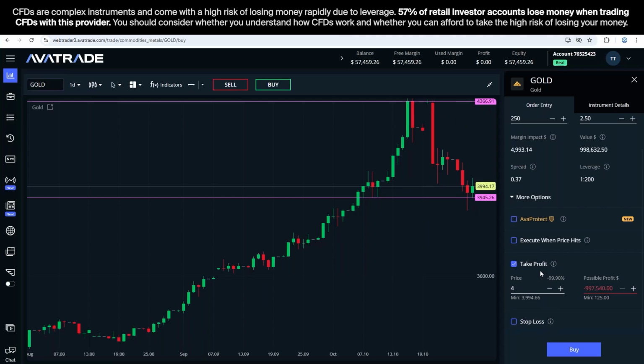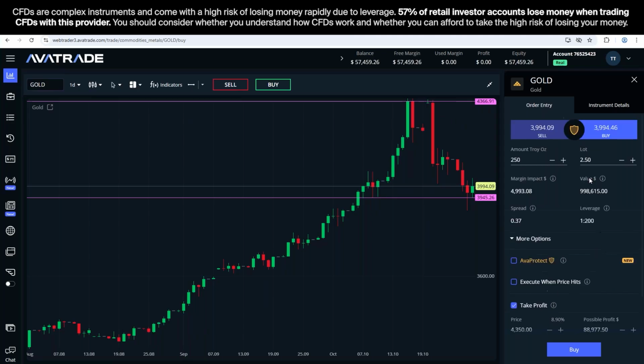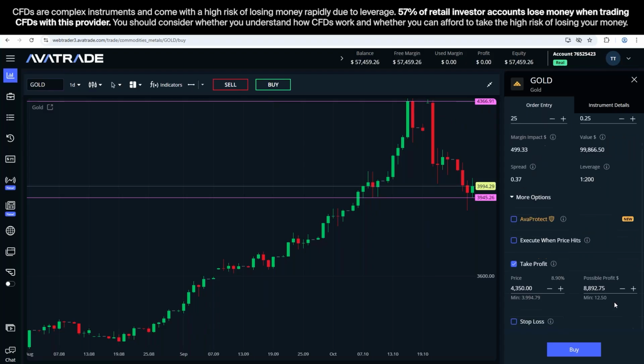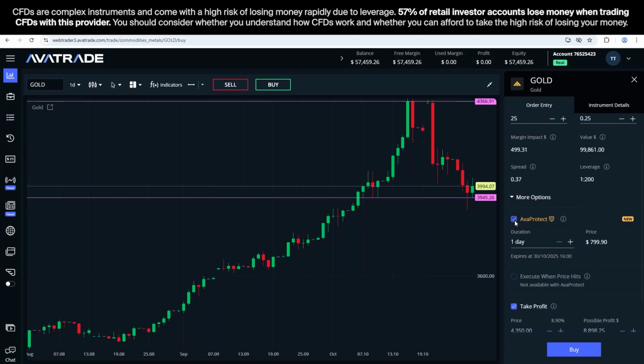So 43.50 would be just before the all-time high. Okay, stop loss. I don't need it. I'm going to use AvaProtect, I think, depending on the cost of it. Let me take this down to a smaller trade size, maybe a quarter of a lot. I'm looking at almost 9,000 profit. What's AvaProtect going to cost me? For 1 day, only 800.